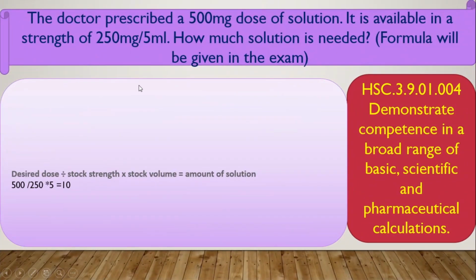The doctor prescribed a 500 milligram dose of solution. It's available in a strength of 250 milligrams per 5 milliliters. How much solution is needed? The formula will be given in the exam. What do you need to calculate? The amount of solution. Amount of solution equals what? Desired dose divided by stock strength times stock volume.